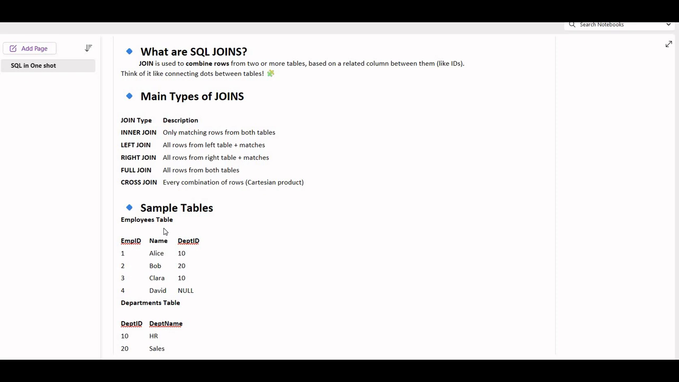Basically, joins are used to combine rows from two or more tables based on a related column between them, like IDs. Just keep in mind, it is basically used to combine the rows from the given two or more tables. If there are more than two tables, you have to combine the specific rows based on a related column between them, like IDs. Think of it like connecting the dots between tables.